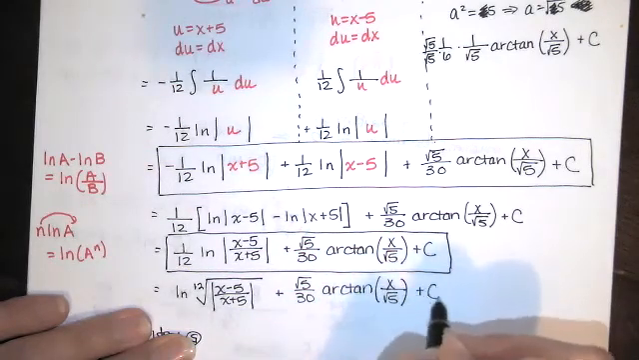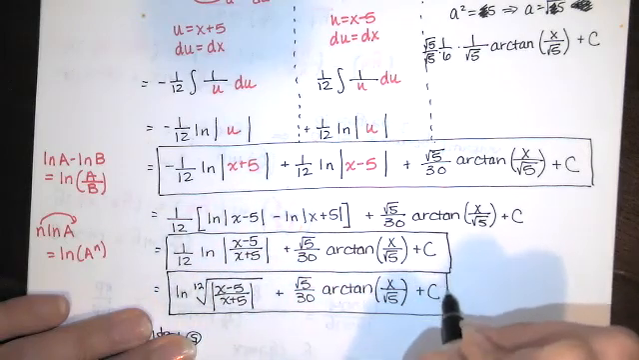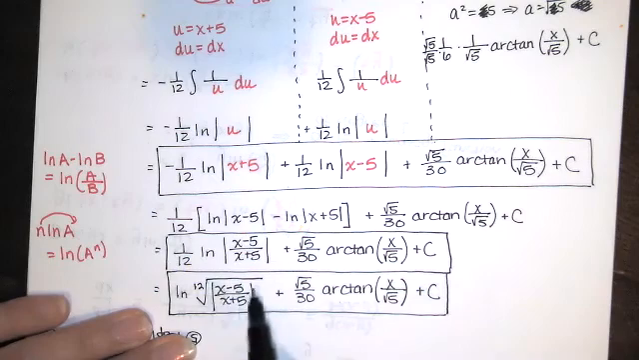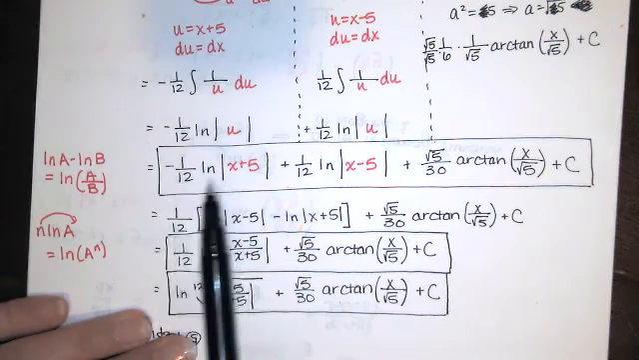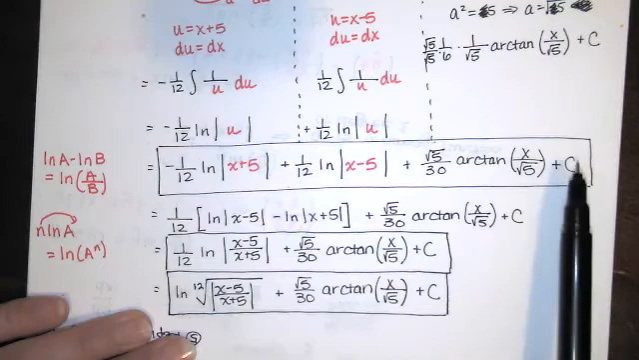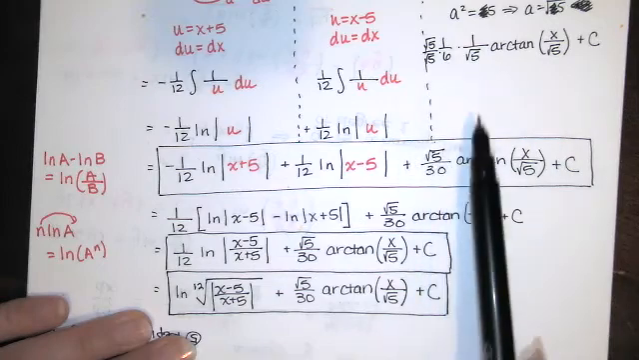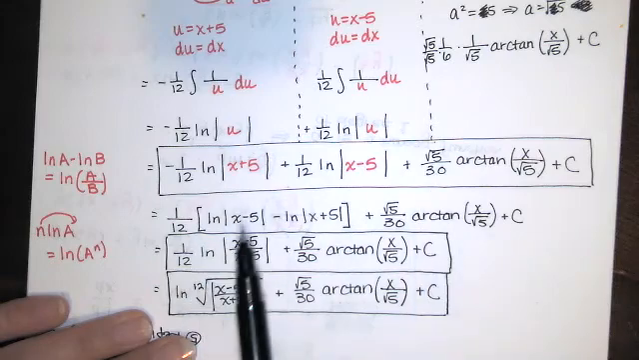I'm not 100% sure which one WebAssign wants, but all of these are equivalent. Maybe they would have all of this to the 1/12 power, which is the same thing, and that would be fine. For a test or a quiz, I would just stop right here. This is great. And even if you didn't rationalize this, if you just wrote that as 1/6 times the square root of 5, that would be fine with me.